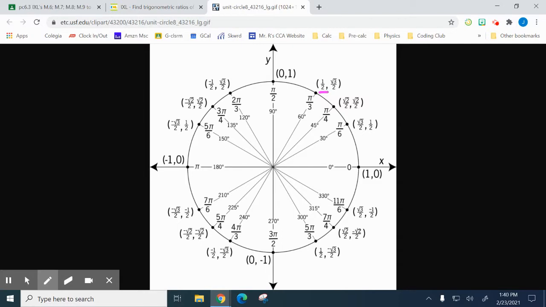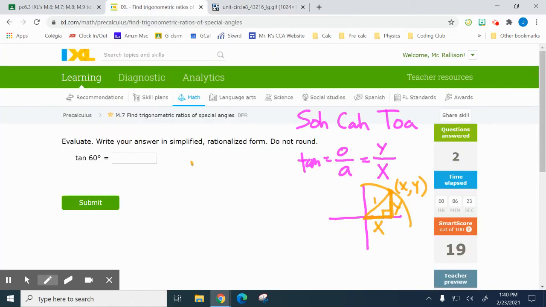So let's just go look. There's 60 degrees again. Now we have y over x. That's our y, and that's our x. So it's going to be square root of 3 over 2 over 1/2, right? So now we've got fractions of fractions, right?